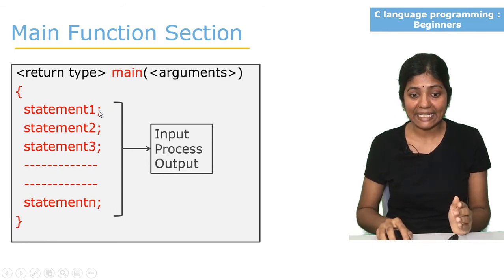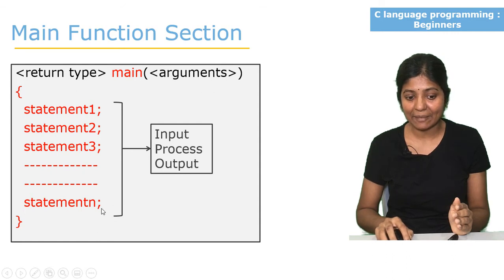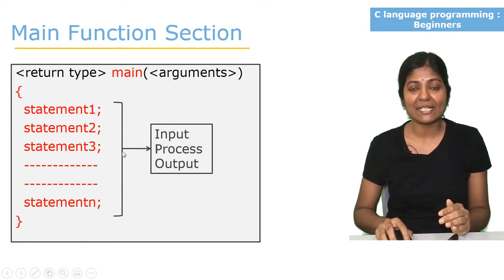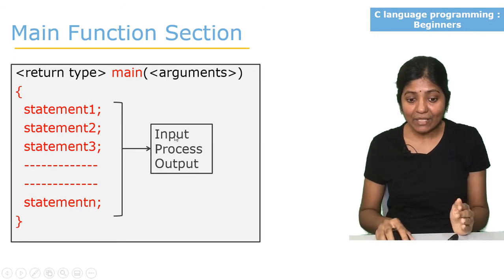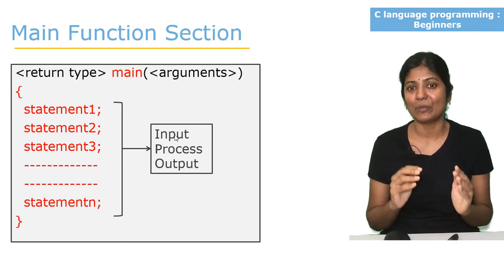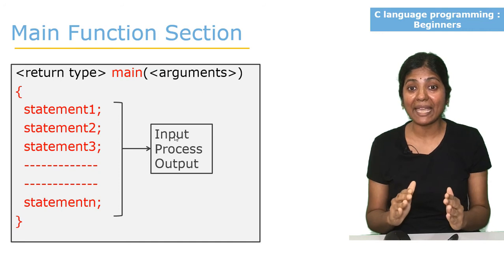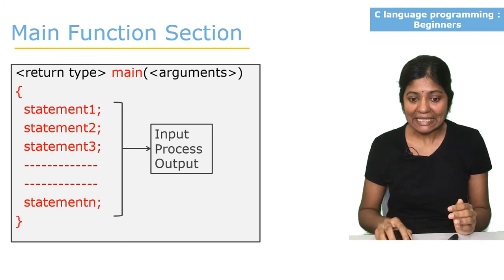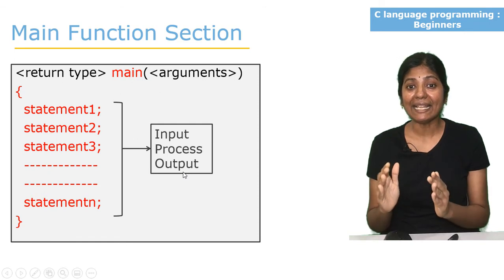Statement 1 is ended here. Here statement 2 is ended and so on. Here the statement n is ended. This group of statements will describe input or process or output. Sometimes a function may have only output, or sometimes it may contain 3: input, process and output.